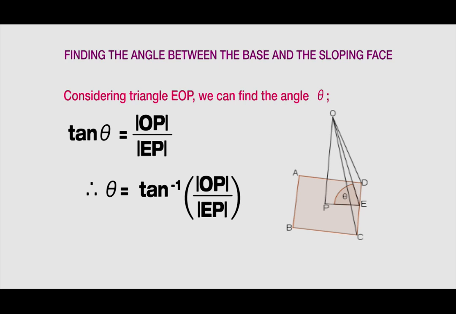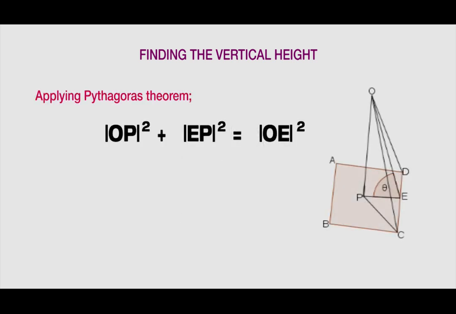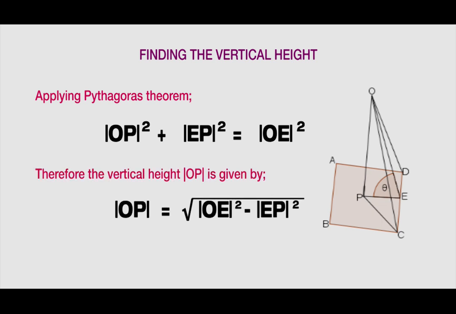Now let's look at how to find the vertical height of a pyramid. We can also find the vertical height OP by considering the triangle EOP. Again, we apply the Pythagoras theorem, and we have the length of OP squared plus the length of EP squared to be equal to the length of OE squared. Therefore, the vertical height OP is given by OP equals square root of OE squared minus EP squared. That is good. A lot of formulas.